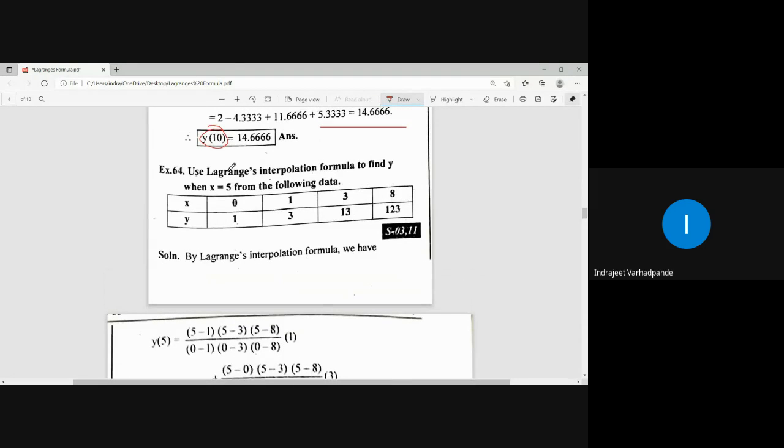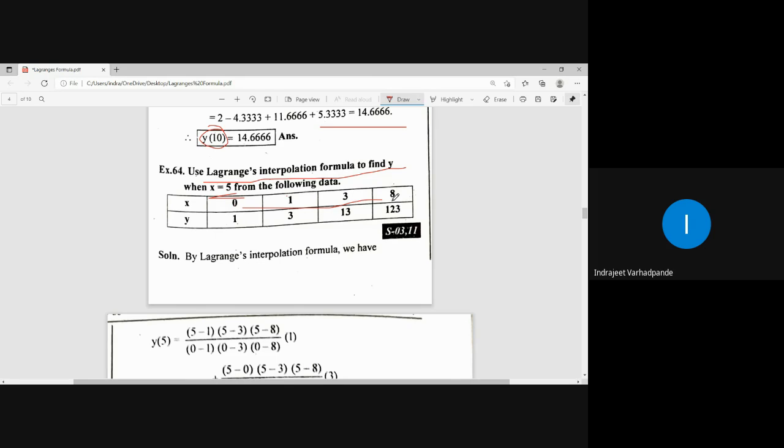Now again, the next question is, use Lagrange's interpolation formula to find y when x equal to 5 from the following data. Again, 5 is not seen in the table, but it lies inside the given range. If you look, the values of x are not equispaced. 0, 1, then you have 3, then you have 5, then you have 8. The difference initially is 1, then it becomes 2, and in the last it becomes 3.